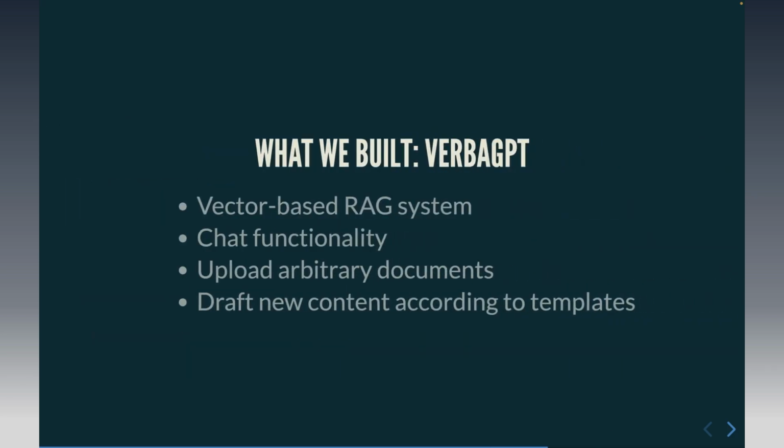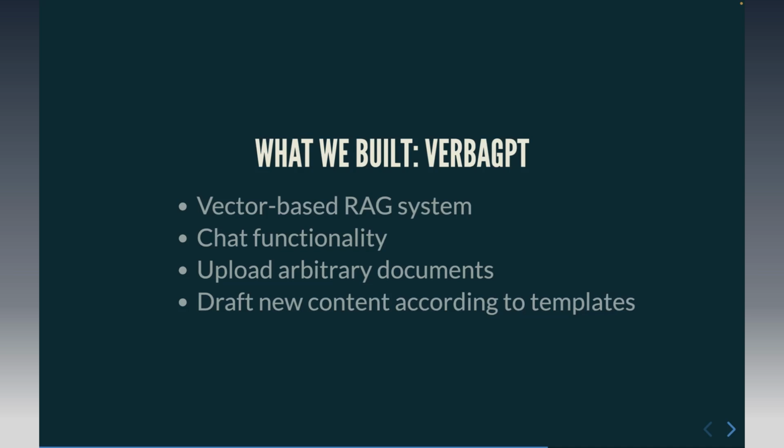We built an internal system called VerbaGPT to help us draft content quickly while still being accurate and knowledgeable about Skyflow. The heart of this system is a vector-based RAG that contains all Skyflow's public documentation, white papers, and blog posts. VerbaGPT includes a chat functionality that allows users to ask questions and receive AI-generated responses. Users can also upload arbitrary documents, doesn't matter what, and VerbaGPT would use those documents to supplement the RAG results.